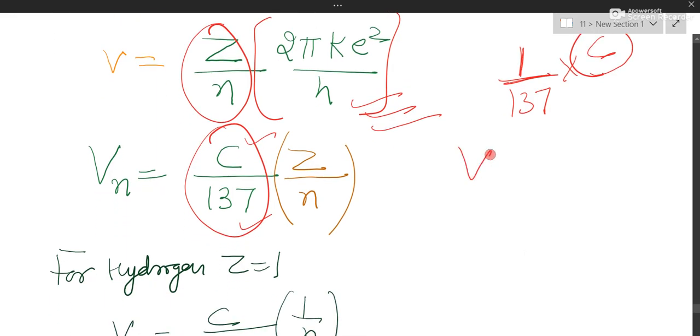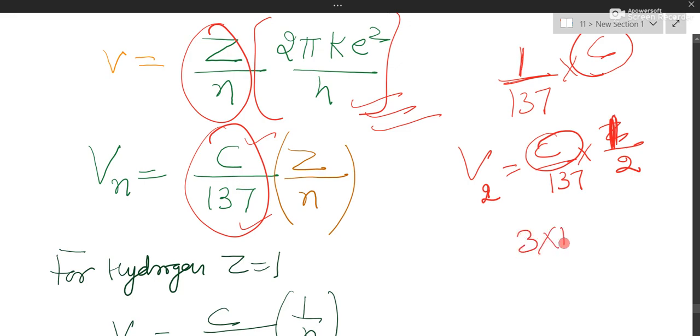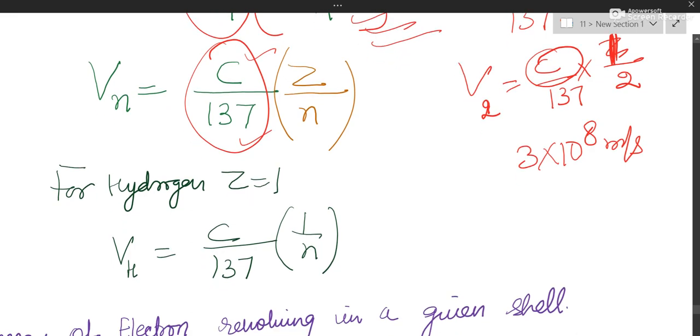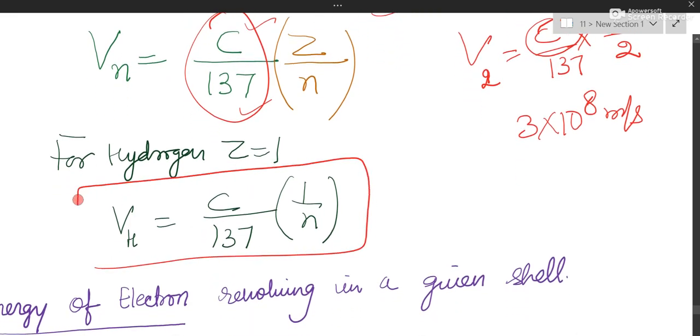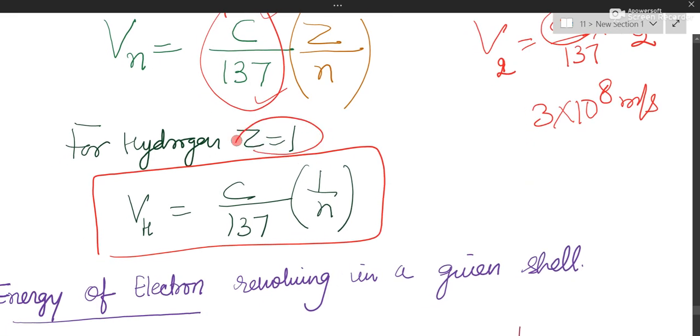So suppose in exam they will ask you what is the velocity of electron in second orbit. So for that you will write C by 137 and Z by 2. And if it is hydrogen, put Z as 1. C is already fixed, speed of light in vacuum, it is 3 into 10 to the power 8 meter per second. So you can substitute. So this is the velocity of electron in hydrogen atom. I have put Z is equal to 1.